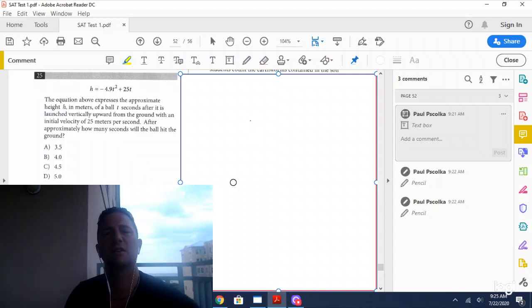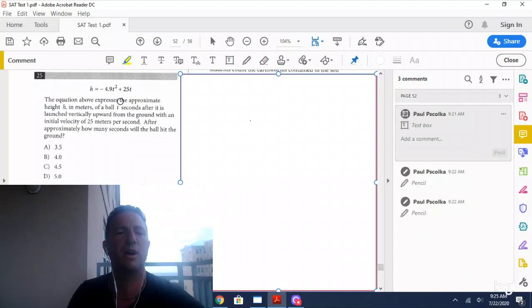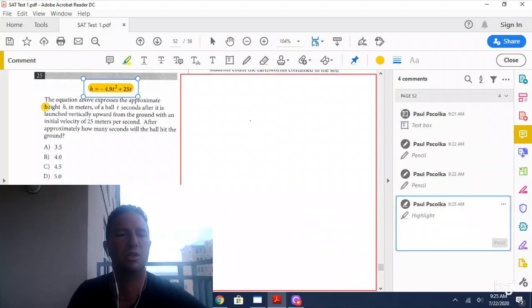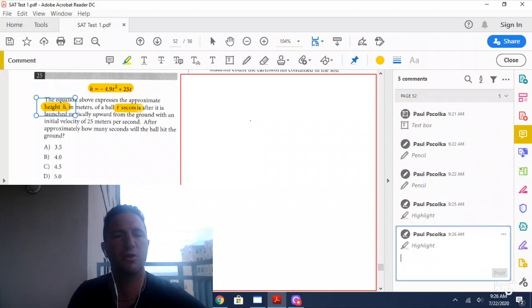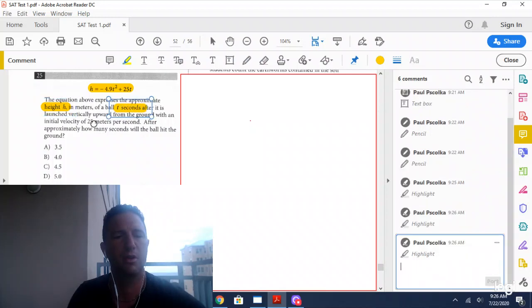Today we're going to look at Test 1, Section 4, number 25, which reads: the equation above expresses the approximate height h in meters of a ball t seconds after it is launched vertically upward from the ground with an initial velocity of 25 meters per second. After approximately how many seconds will the ball reach the ground?